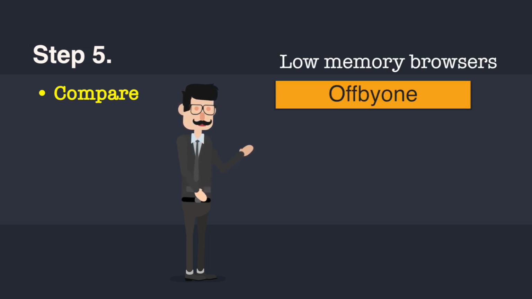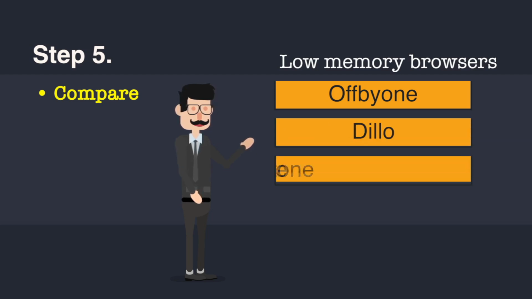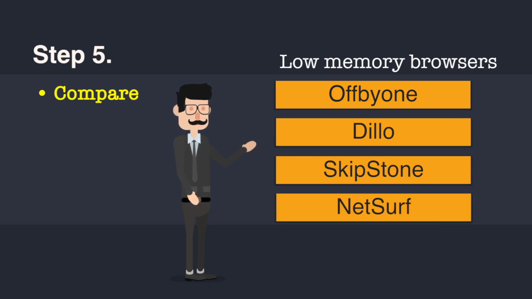Consider Off by One. Another low memory browser is Lilo. There is Skipstone and there is NetSurf.